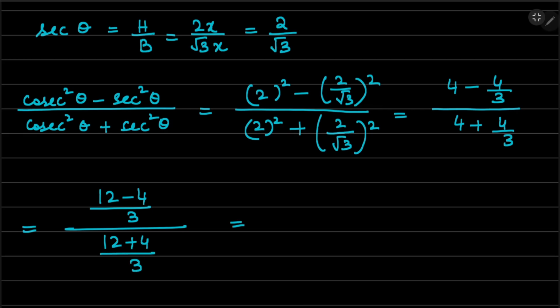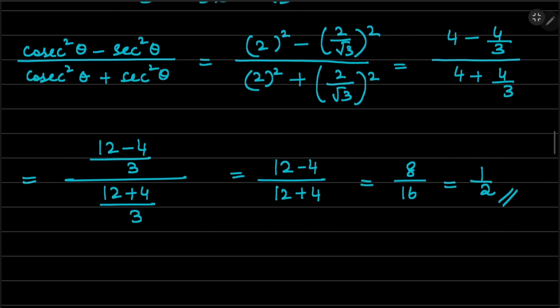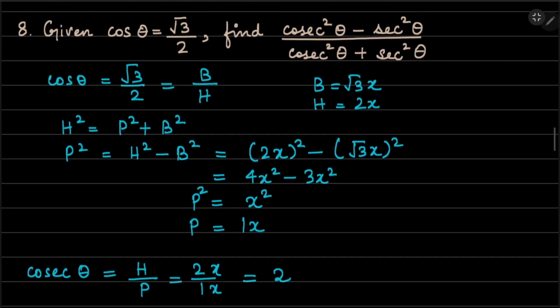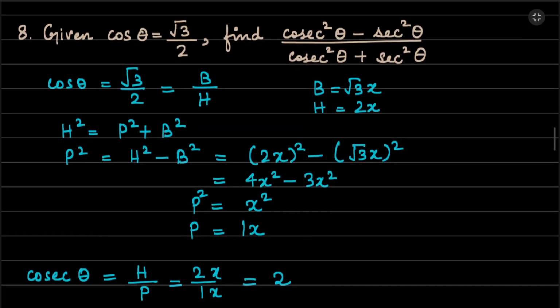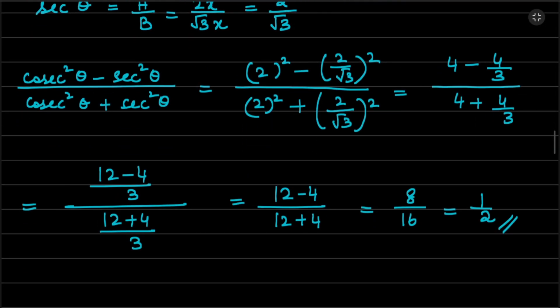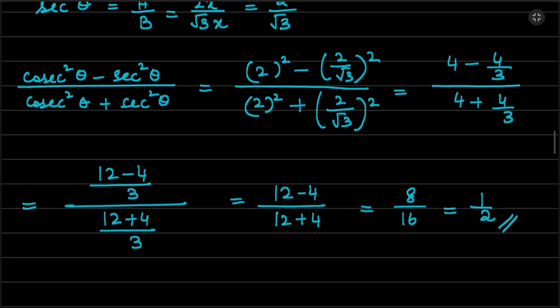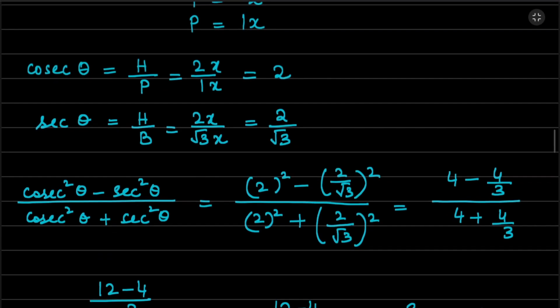So the denominator 3 will get cancelled in both numerator and denominator fractions. So what you have is just 12 minus 4 divided by 12 plus 4. So what is 12 minus 4? 8. 12 plus 4 is 16. This is nothing but 1 by 2. This is your answer. Again, a very, very easy question, probably a 2 or 3 mark question. I should be able to do it. Very straightforward question. Let's move on to the next one.